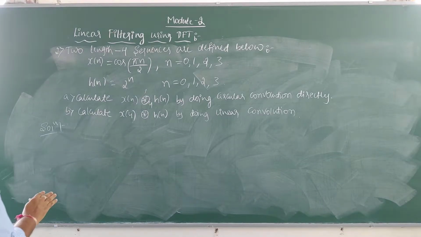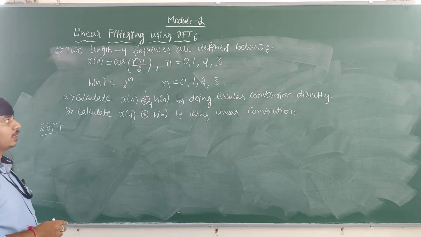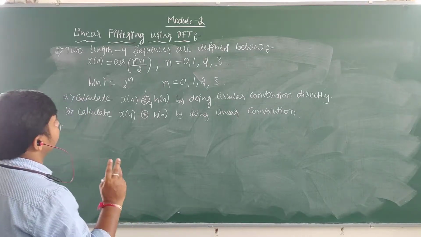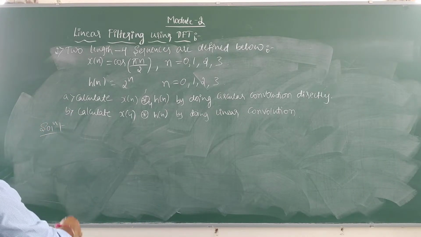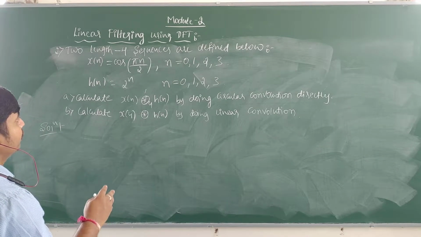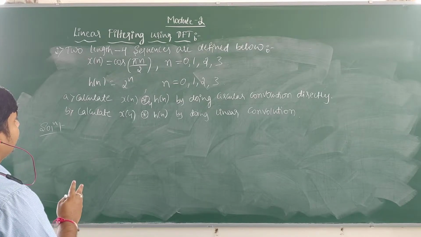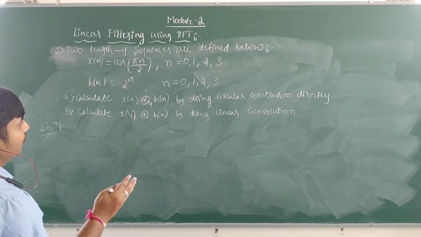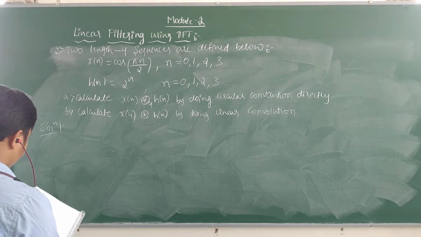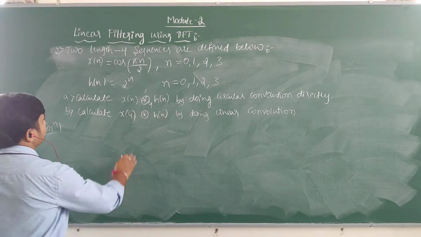Okay. So we shall solve one more problem based on linear convolution and circular convolution. Here, two length-four sequences are defined below: x of n is equal to cos of pi n by 2, where n is equal to 0 to 3, and h of n is equal to 2 power n. Calculate x of n convolved with h of n by doing circular convolution, and by doing linear convolution.